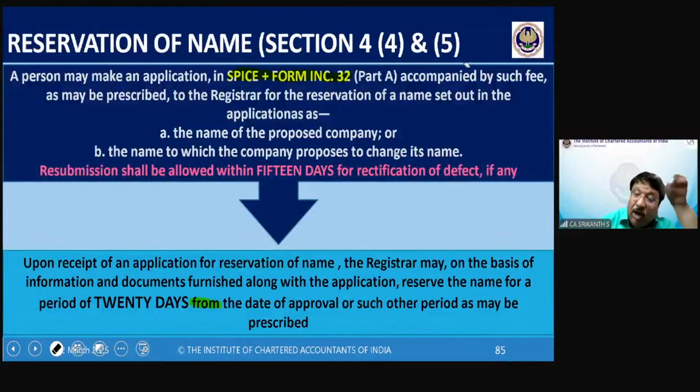As against a person who is not the registered owner of the mark, but is using it. Okay, between the two, the registered owner will have a better title, so you can get it. They will reserve the name for a period of 20 days from the date of approval, or such other period as may be prescribed. Okay. Basically 20 days now.